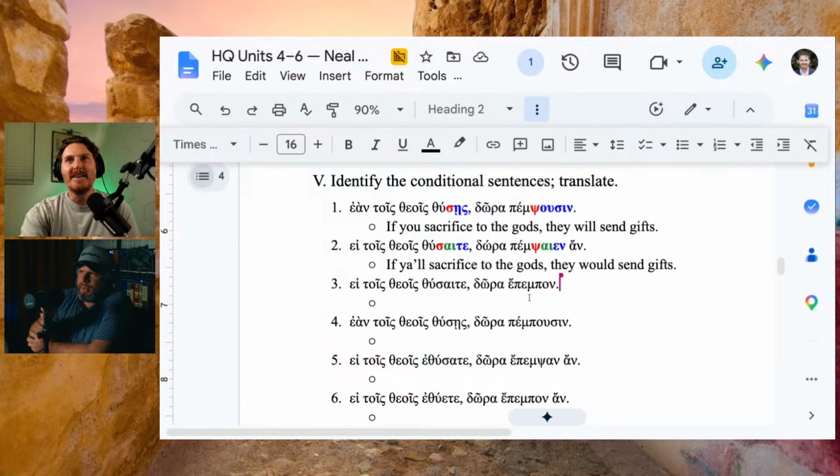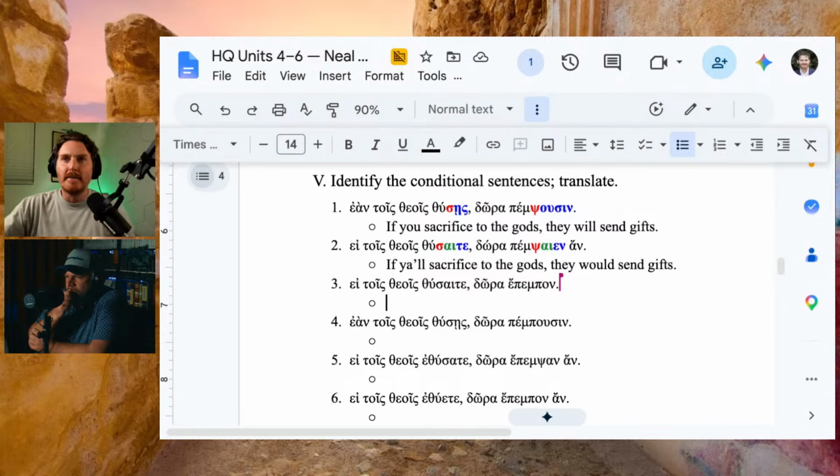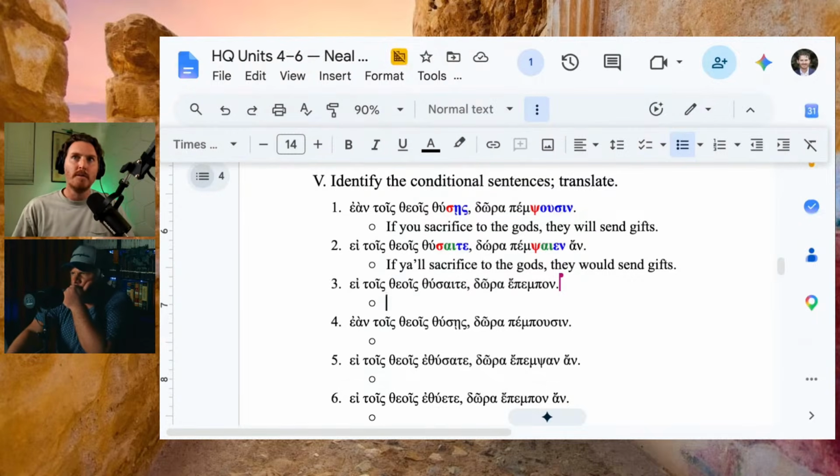Basically what you're saying here is that the gods are not going to send gifts. They is not really identified here, but I think it's implied that it's theoi. So they would send gifts if you sacrificed, but you're not sacrificing. You're giving the condition that needs to be met in order for that statement to become true. But for now, it's not true, and that's why you're framing everything in the optative mood.